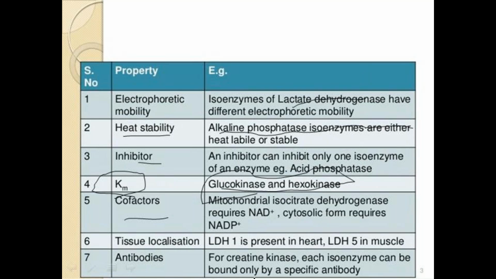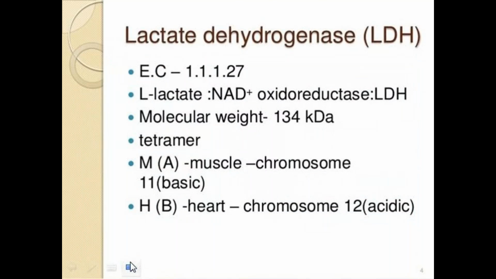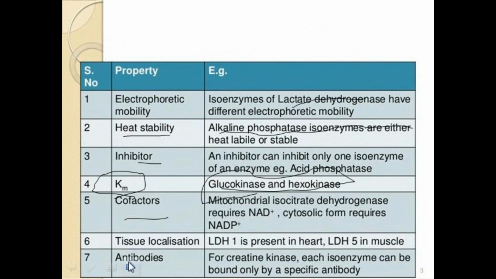And also antibodies that contain different types of antibody. For this main example, creatine kinase, these are bound by specific antibodies only. These are bound by specific antibodies, and these are the different types of isozymes. Okay, multiple forms of the enzymes.